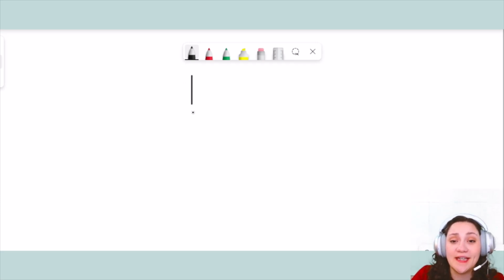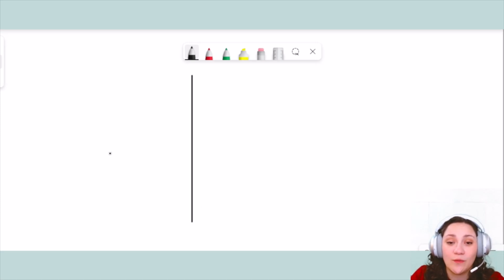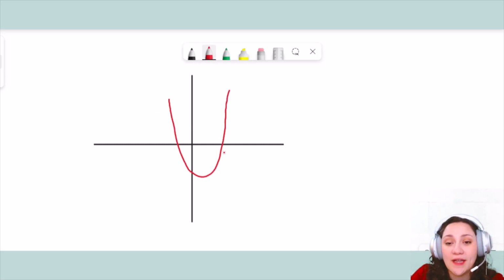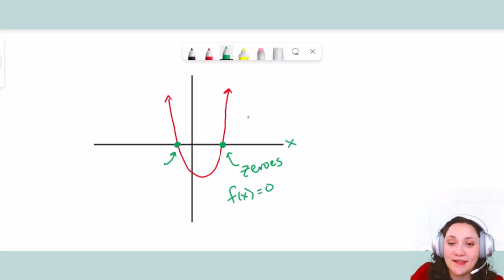So one of the things that we did in our previous lessons this week was to look at a graph and try to identify where the zeros of the graph fell. And remember that the zeros are the places where the function is equal to 0, or we can think of it as where it crosses the x-axis. So these are zeros because the f of x is equal to 0 here, because remember this is x and this is y, or f of x.